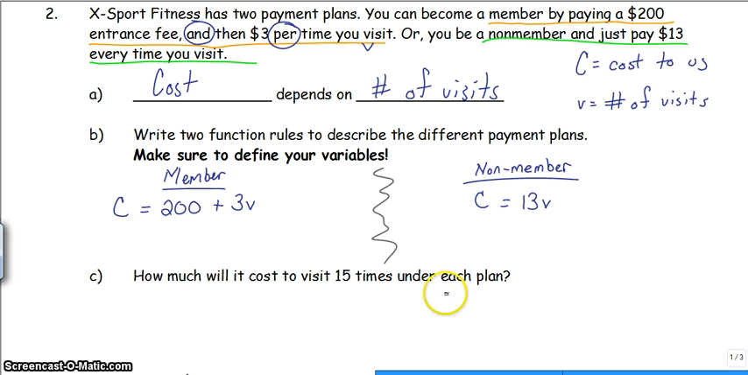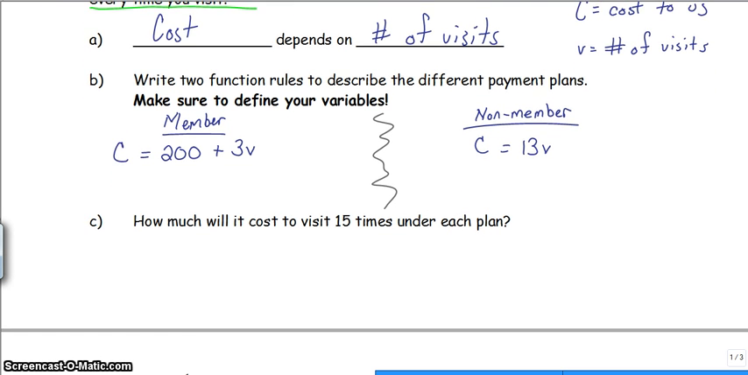Here's how we can use these. We want to compare these. So if I know I'm going to visit 15 times, I'd want to do a comparison to see which plan would be better for me to use. So I'm going to check the member plan first. The cost if I'm a member is going to be $200 plus 3 times the number of times I visit, which is 15. And if I'm a non-member, the cost would be 13 times the number of times I visit, or 15. I don't have to pay that initial $200. Go ahead and press pause now and calculate those if you haven't already.